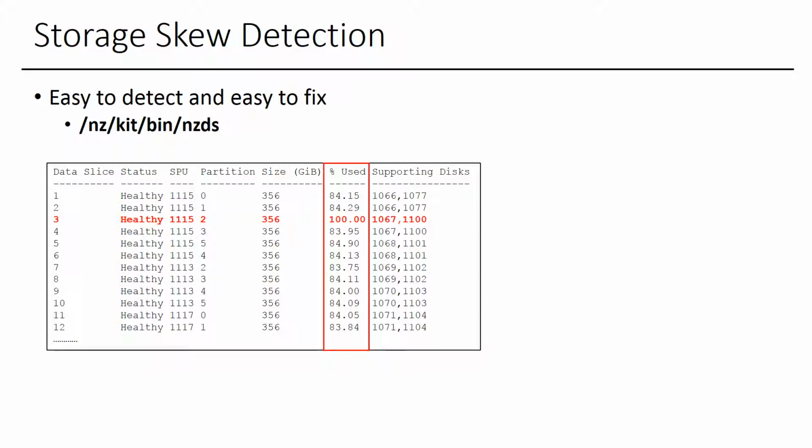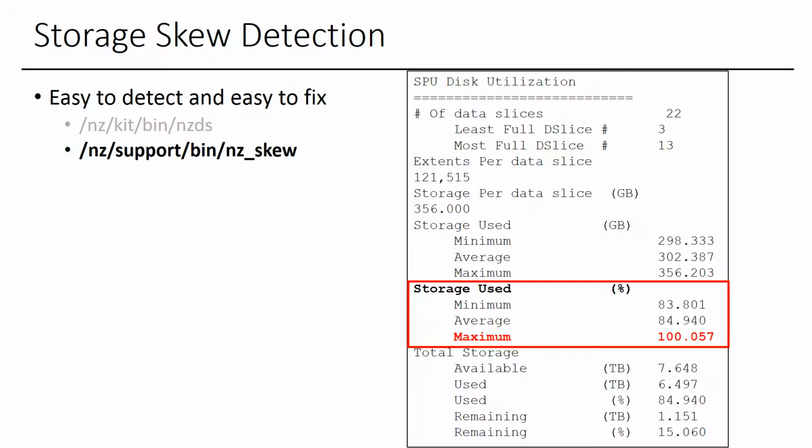In this example, data slice 3 is 100% used. The rest of the data slices are around 84% used. It indicates there is a storage skew in data slice 3. You can get more information about storage skew using the nzskew command. This will show how the data is distributed across data slices.